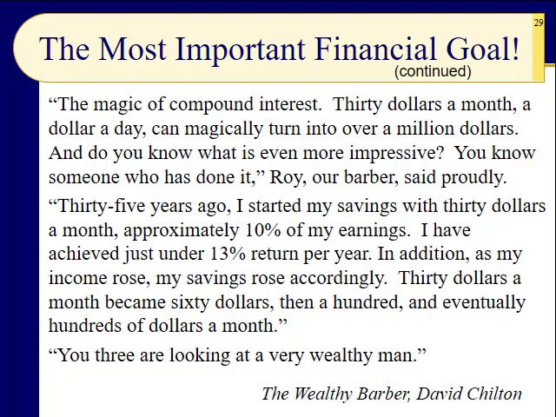Slide 29. The magic of compound interest. $30 a month, $1 a day can magically turn into over $1 million. And do you know what is even more impressive? You know someone who has done it, Roy R. Barber said proudly. 35 years ago, I was 25 years old, I started my savings with $30 a month. That was approximately 10% of my earnings. I have achieved just under 13% return per year. In addition, as my income rose, my savings rose accordingly. $30 a month became $60, then $100, and eventually hundreds of dollars a month. You three are looking at a very wealthy man.